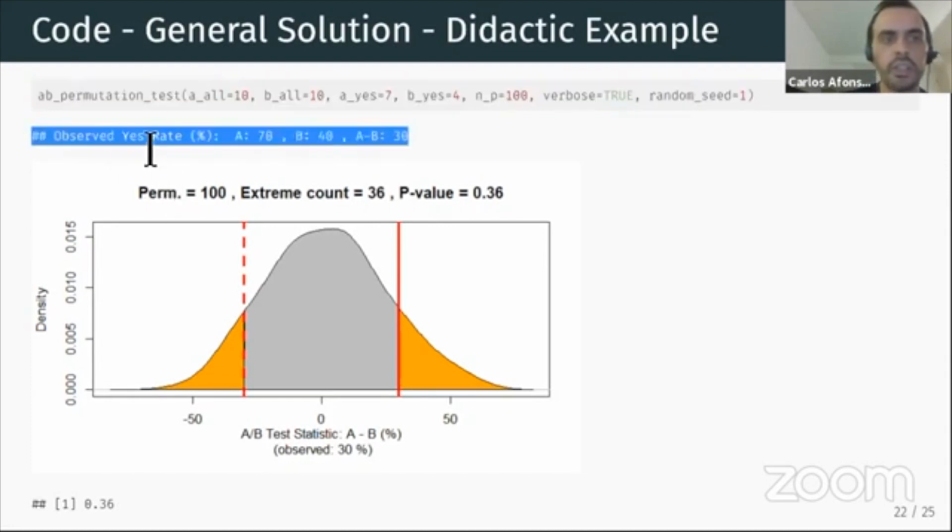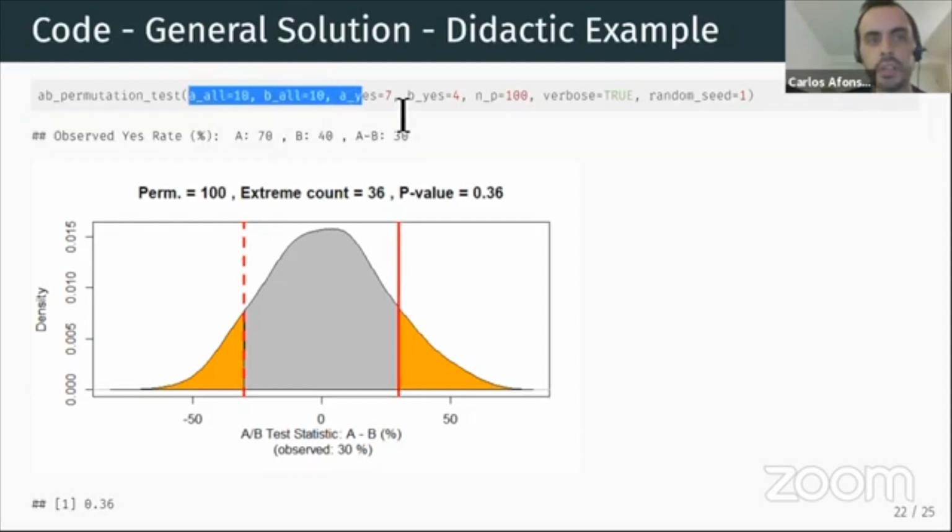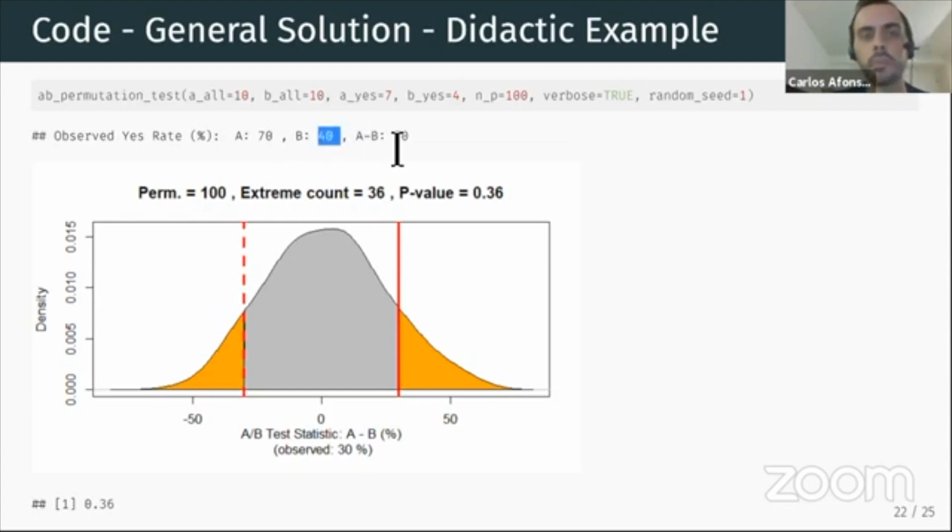First, it prints a message saying, these are the parameters you defined for the A/B test. Here is kind of the summary of that A/B test. The yes rate is the same example as before, and I'm going to show a different example in a moment. The 70% yes rate for A, 40% yes rate for B, and the A minus B is 30%.